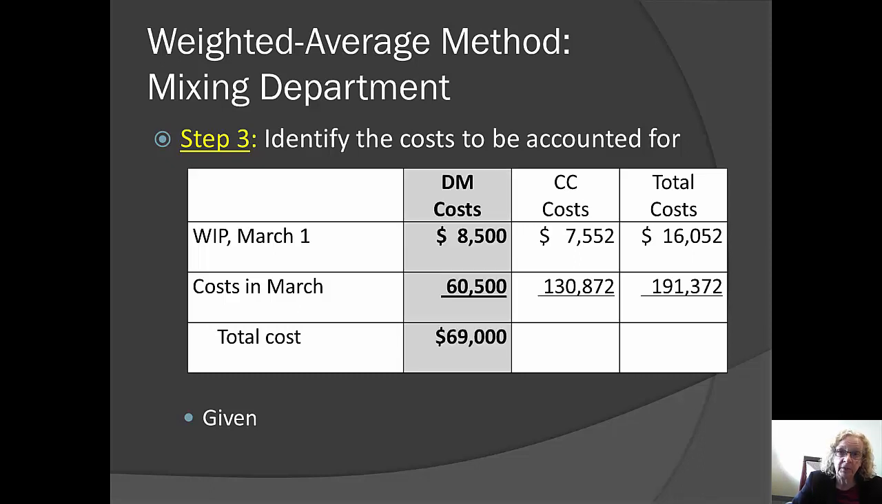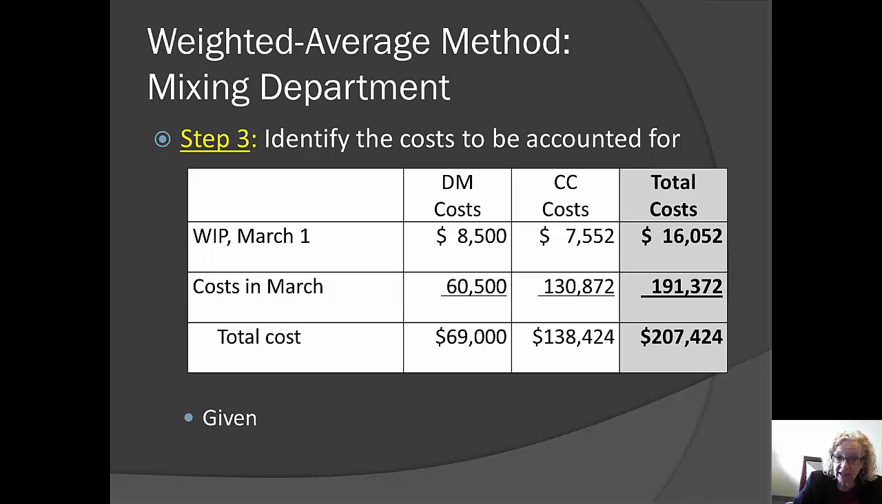So we can add up the materials cost from the beginning work in process plus the new materials cost that we added during the period, and that will give us the total materials cost that we worked on. We can play the same game with conversion costs. Conversion costs from the work in process beginning balance plus the new conversion costs that we added equal all of the conversion costs for the period.